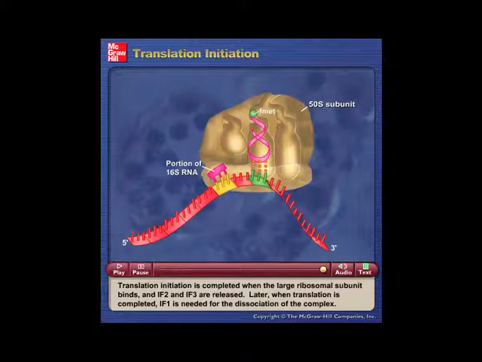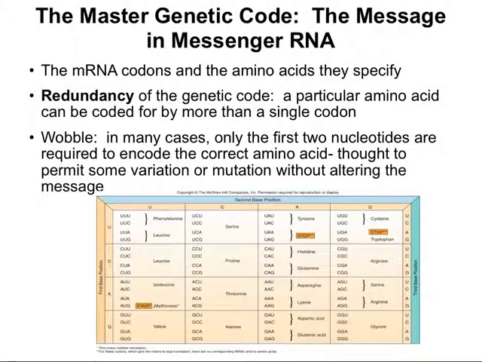So you don't need all the details of the initiation factors and such, but hopefully that gives you an understanding of how it all comes together. Before we start looking at the elongation phase, we better get a better understanding of the genetic code, the message that's in the messenger RNA.